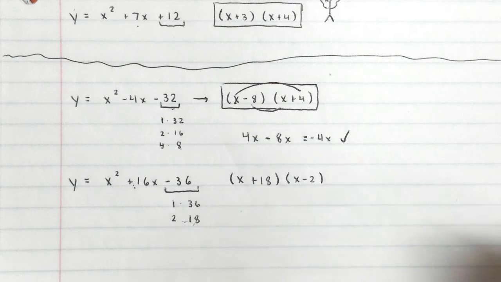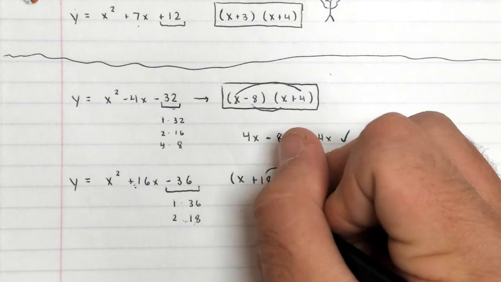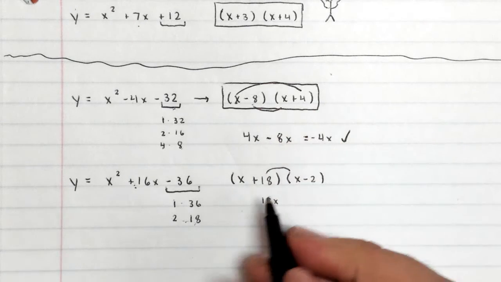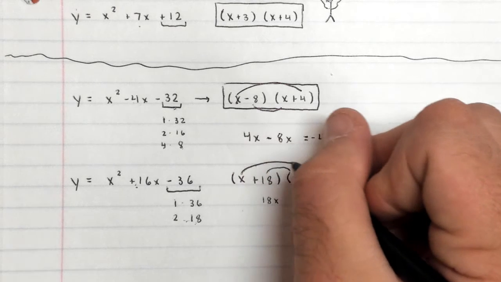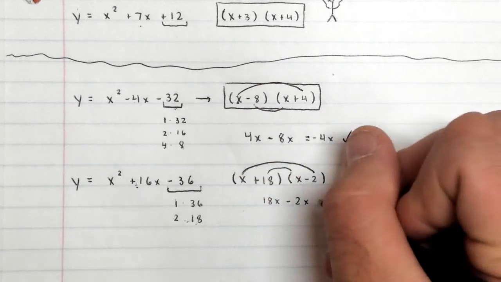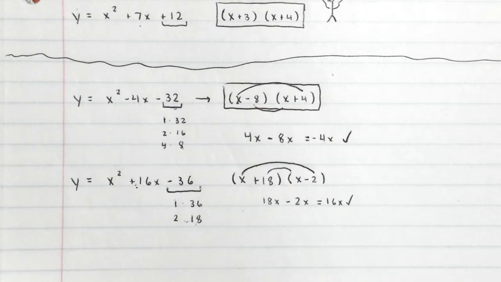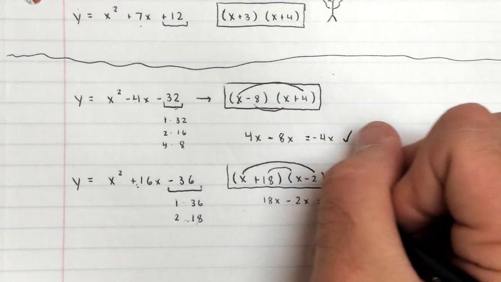Just to check, let's do that FOIL step. 18 times x, that gives me 18x. That was my insides. Let's do the outsides. X times negative 2, negative 2x. 18x minus 2x is going to give me 16x. Great. I know that these factors totally work out.